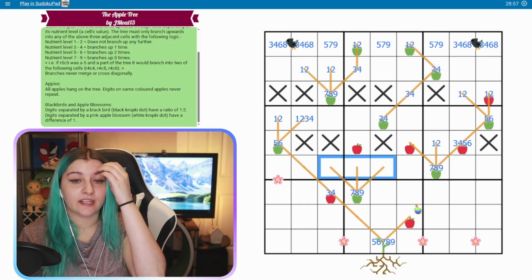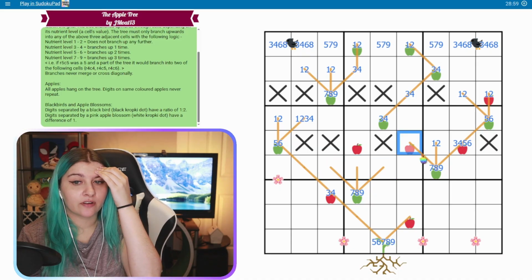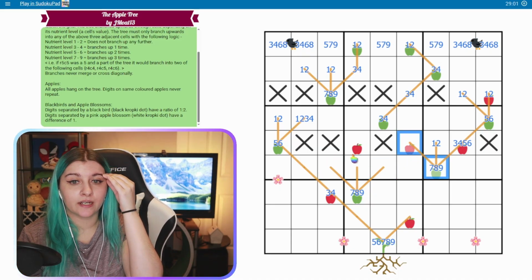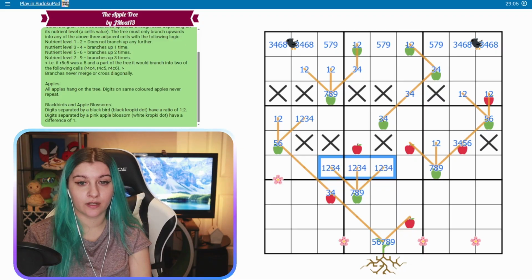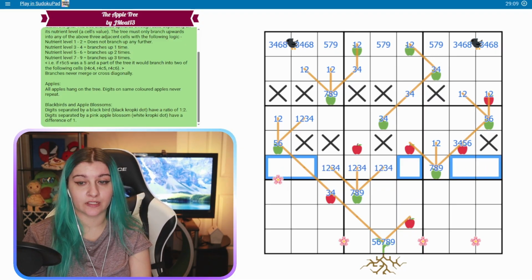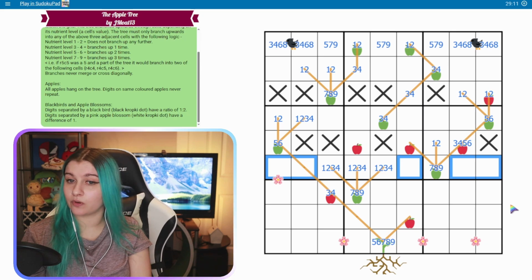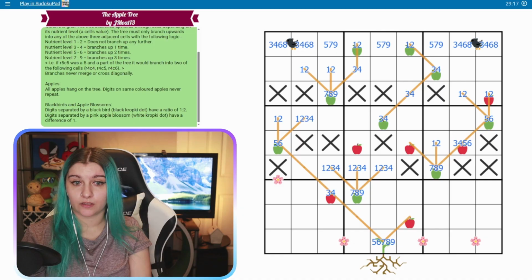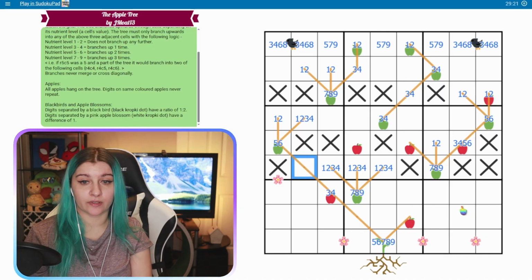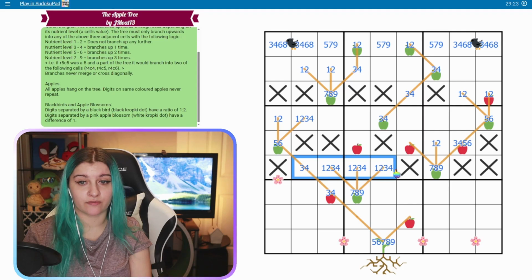Only one of these can go up. That's really good because I've already seen this apple from here. Only one of these can go up. So this is going to be a 1, 2, 3, 4. Definitely a 1 and a 2, which means I can't have any more 1, 2s in here. So I don't want any more branches here either. This is a 3, 4 because it can't go anywhere else. So this is a 1, 2, 3, 4 here.